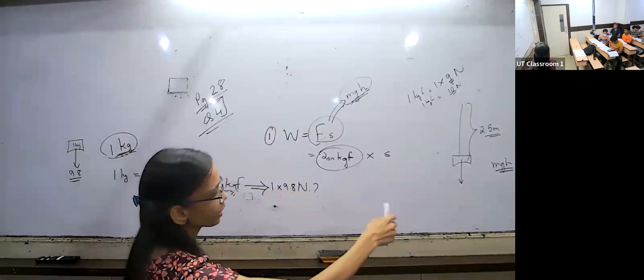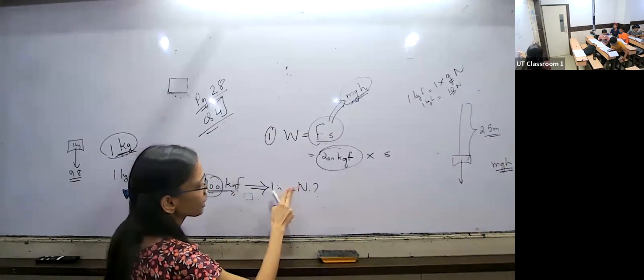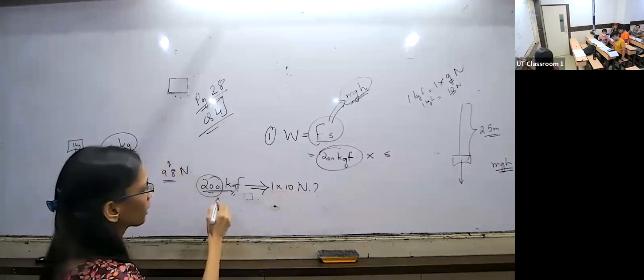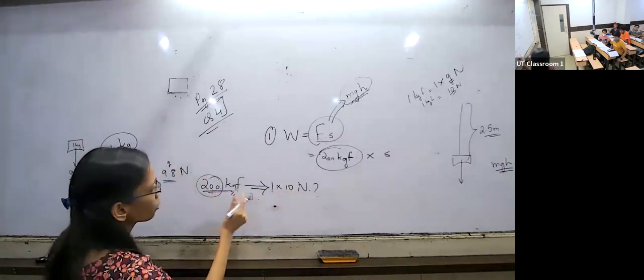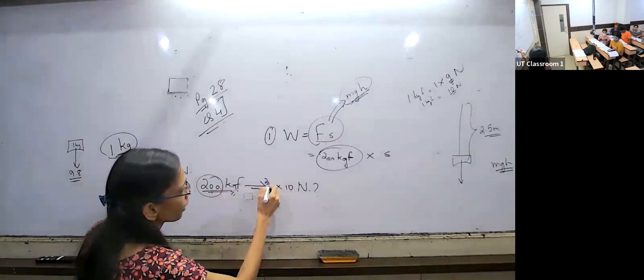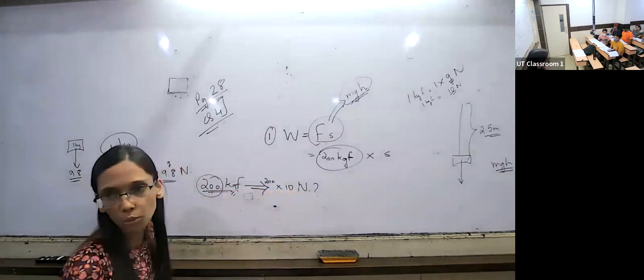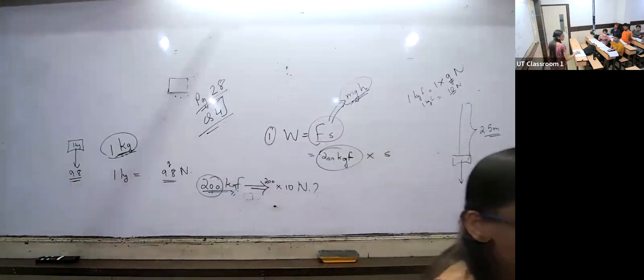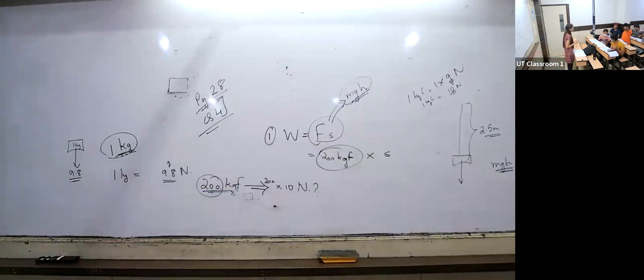In this question they said take 9.8 as 10, so they made your job very easy. In this case, my weight is not 1 kg, it is 200. So it will be 200 into 10 newton. That is the force. 200 into 10 is 2000. That is my force in newton.